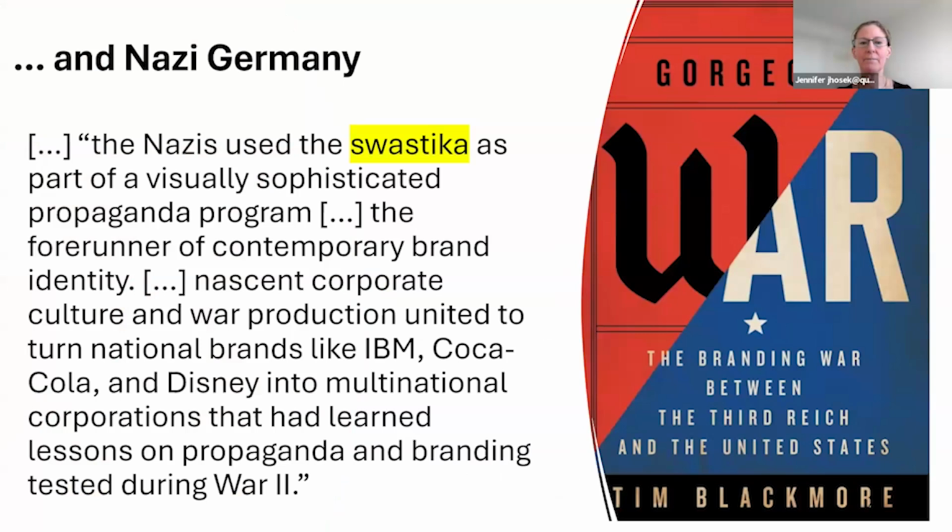To put a point on it, as Tim Blackmore writes, the Nazis used the swastika as part of a visually sophisticated propaganda program that was not only modernist, but also the forerunner of contemporary brand identity. Who knew? Nascent corporate culture and war production united to turn national brands like IBM, Coca-Cola, and Disney into multinational corporations that had learned lessons on propaganda and testing during World War II. What a beautiful war.